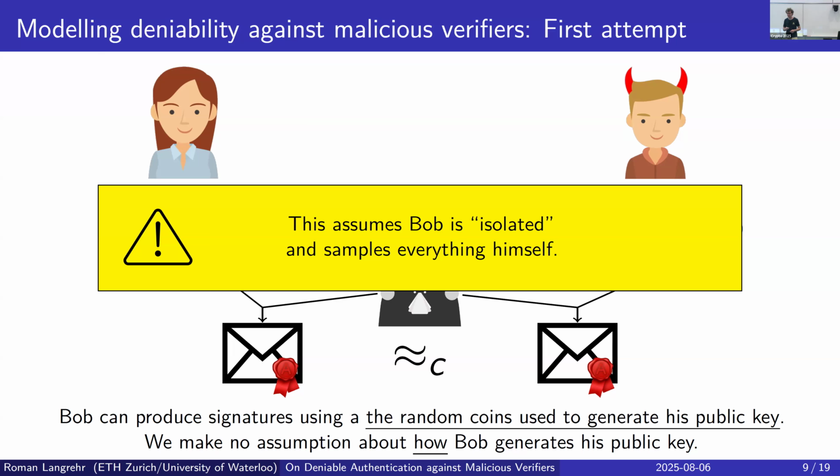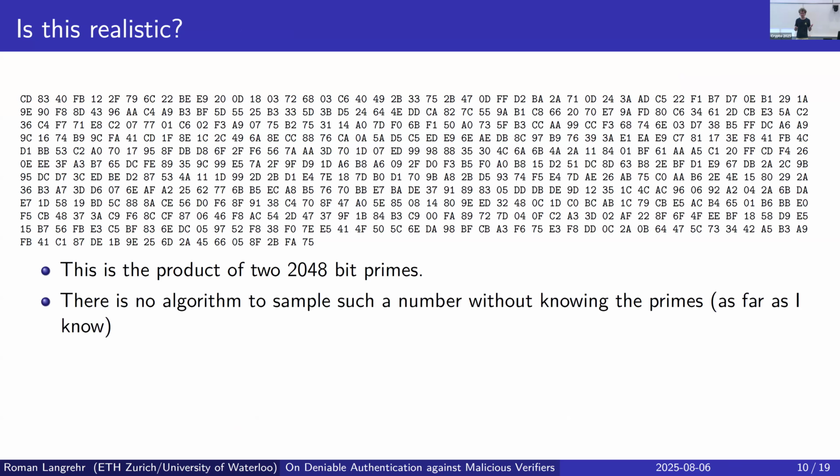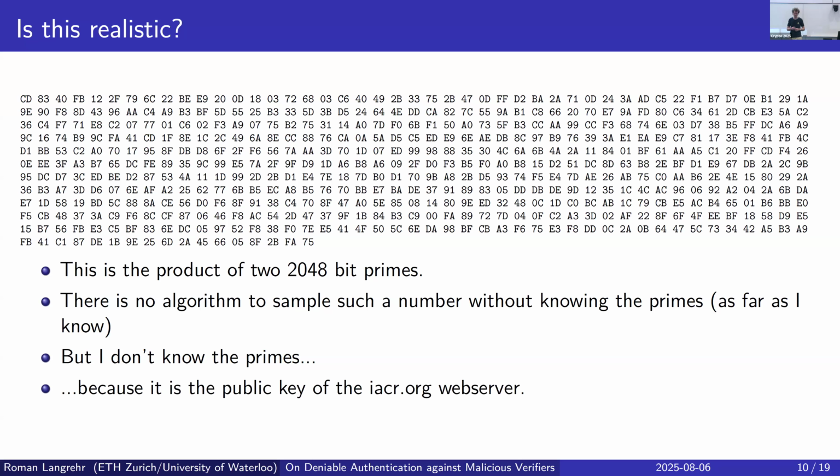Namely, we're assuming here that Bob is isolated in the sense that everything he comes up with, he has to sample himself. And I want to convince you that this is not realistic by this huge number that I put here on the slides. This number is the product of two 2048-bit primes. And as far as I know, there's no algorithm that can sample such a number without knowing the primes. However, even though I was the person who put this number here on the slides, I don't know the primes. And I can convince you of this because, well, this is the public key of the iscr.org web server, and I just copied it on the slides.